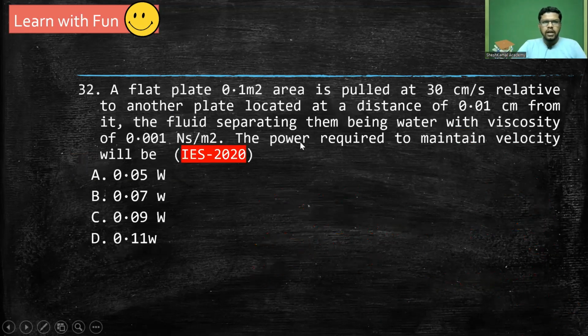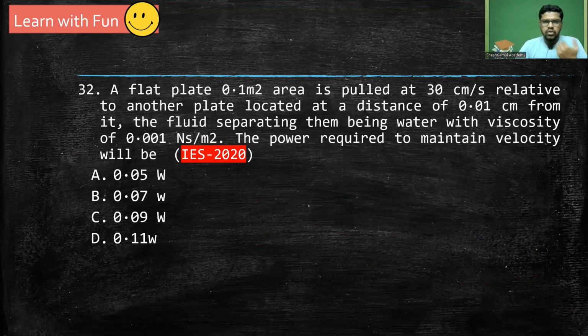Okay, next. A flat plate of 0.1 meter square area is pulled at 30 centimeter per second relative to another plate located at a distance of 0.01 centimeter from it. The fluid separating them is water with viscosity of 0.001 newton second per meter square, and find the power required to maintain the velocity of the fluid.